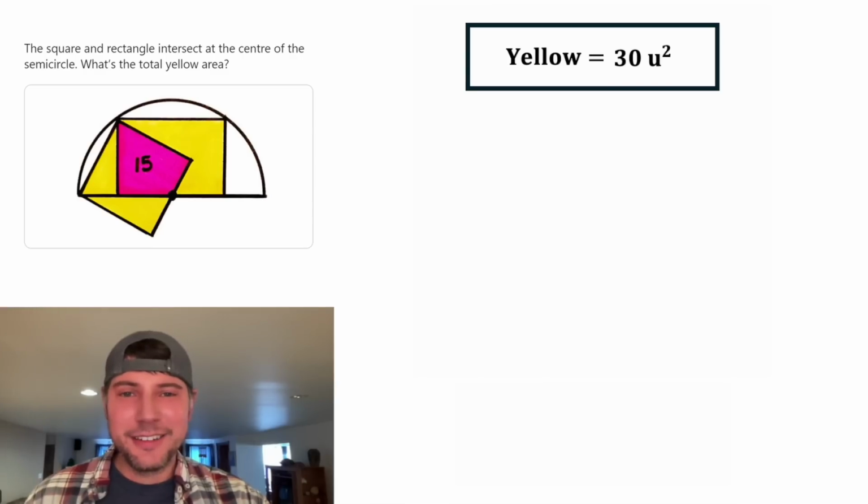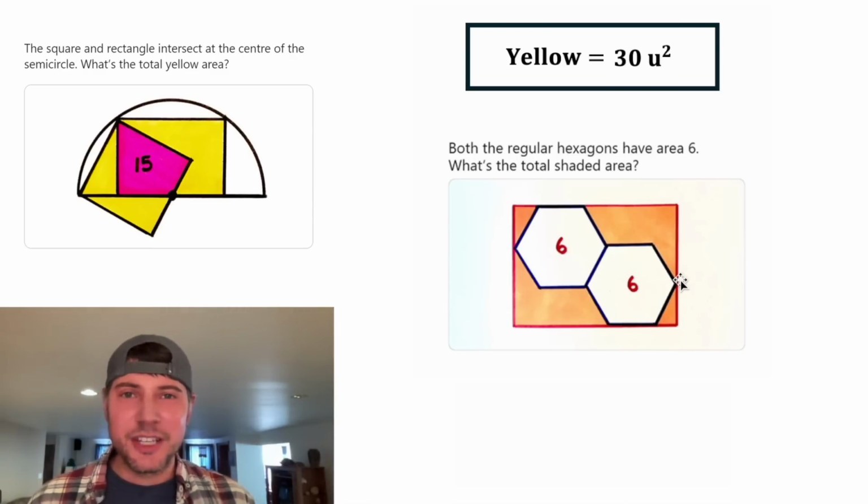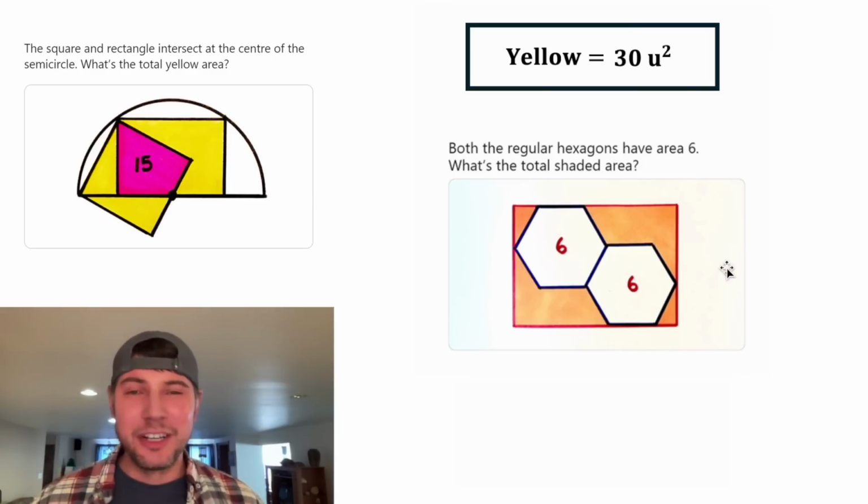How exciting. Here's the puzzle for day 23. We're given 2 regular hexagons with an area of 6. And it wants to know what is the total shaded area. I think this would be a brilliant bonus question.